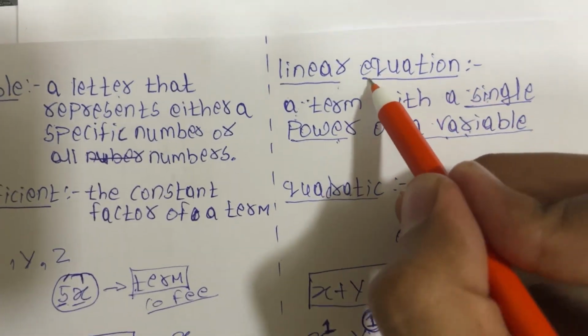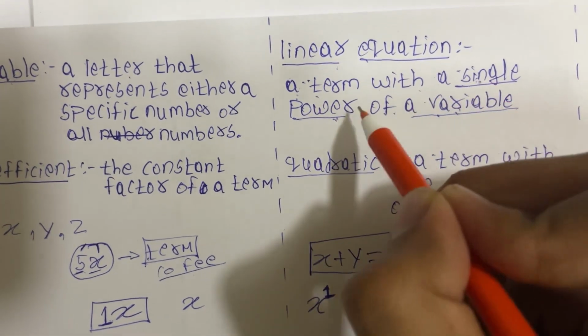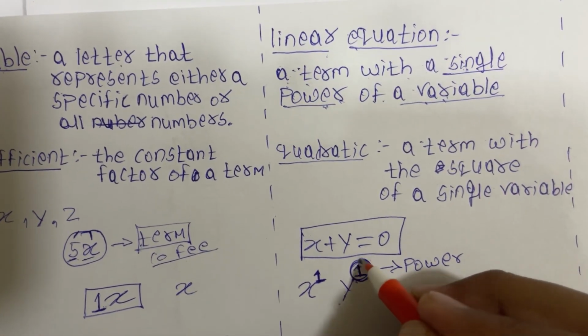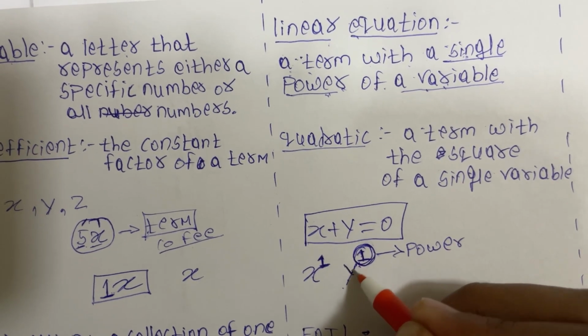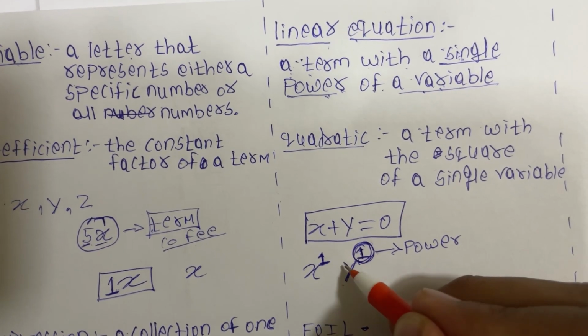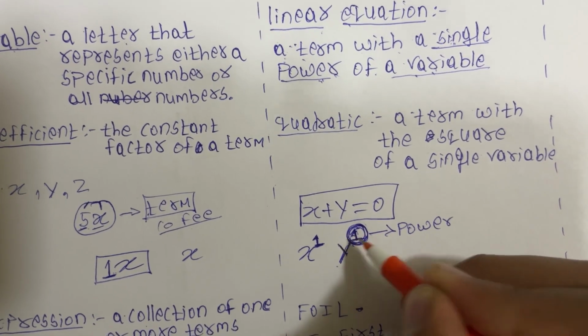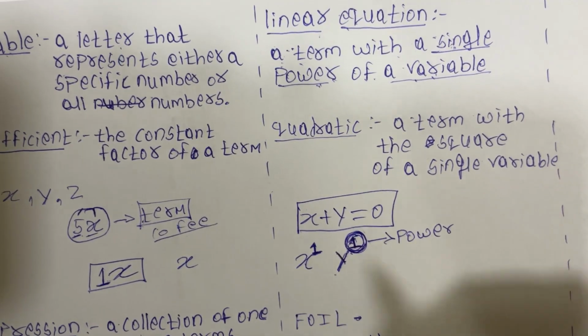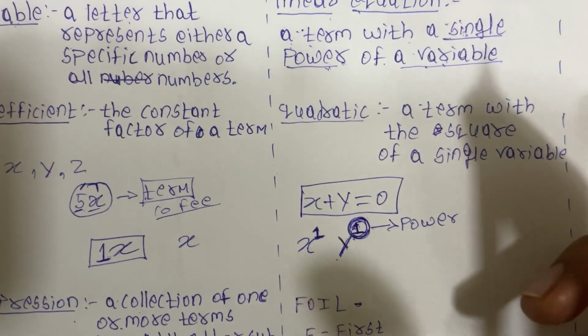And what is a linear equation? A term with a single power of a variable. This is the power, this is the term, this is the variable. A variable with power 1. Single power means 1. So this is called a linear equation.